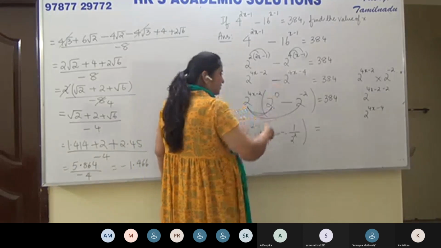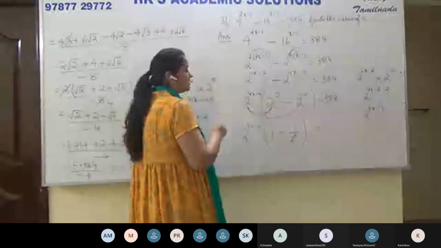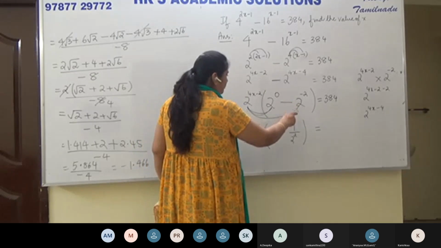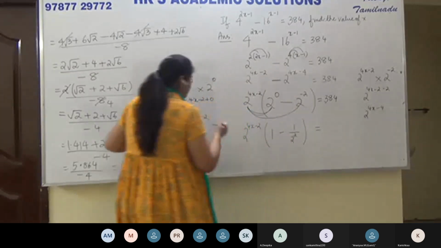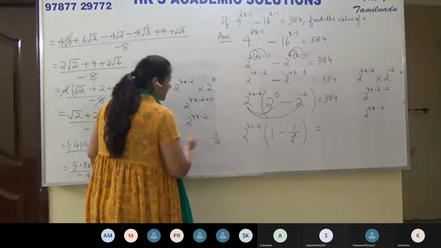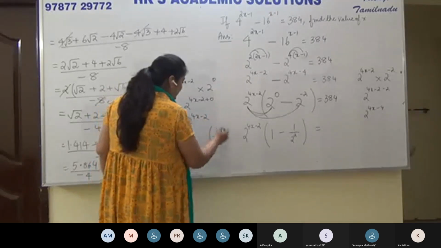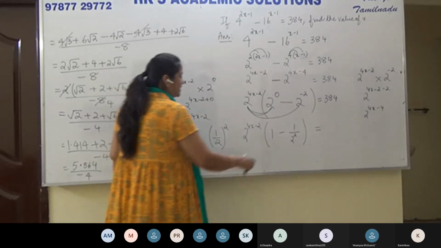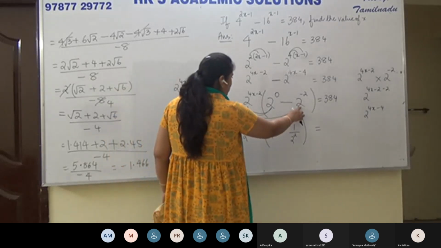How can you write 2 to the power minus 2 in a different way without changing its value, with a positive power? The base is 2. Take the reciprocal of the base, 1 by 2. The power is minus 2. Write the negative of the power, plus 2. That's how you write the equivalent of this expression.